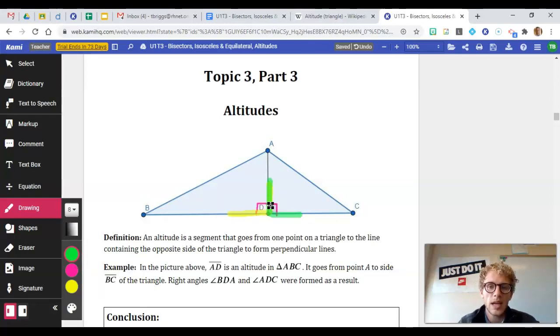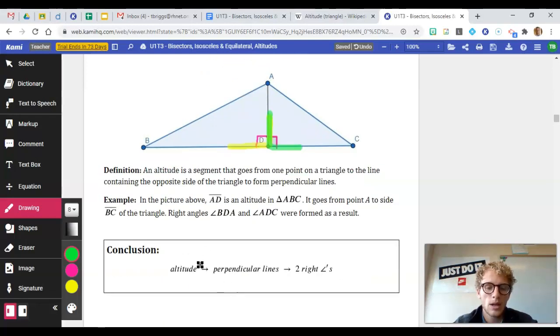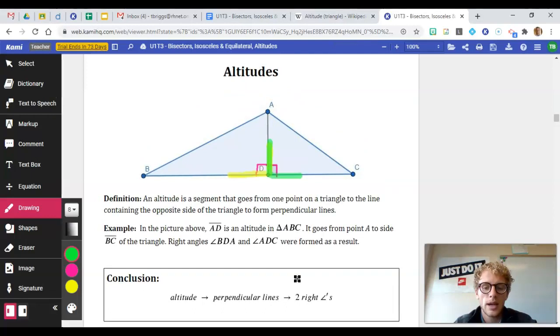And that's the big takeaway from altitudes, that when you are told that you have an altitude, somewhere in that diagram where you find that intersection, where it intersects the opposite side, two right angles are formed. Okay? So if you have an altitude, then you have perpendicular lines, which means that you have two right angles. So again, if you hear the word altitude, somewhere has been created two right angles.